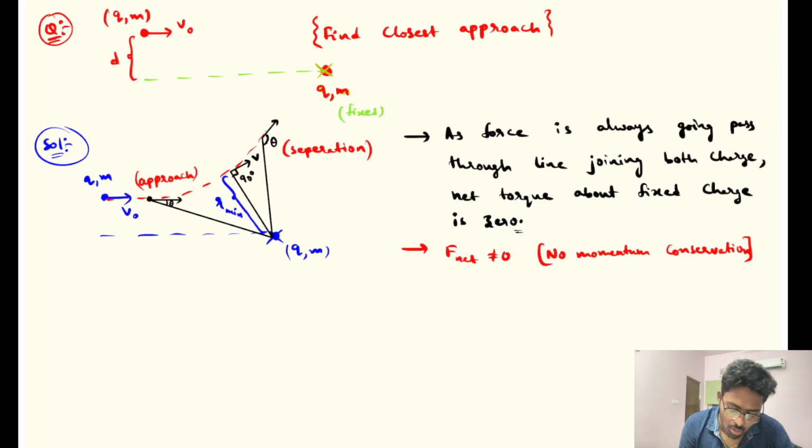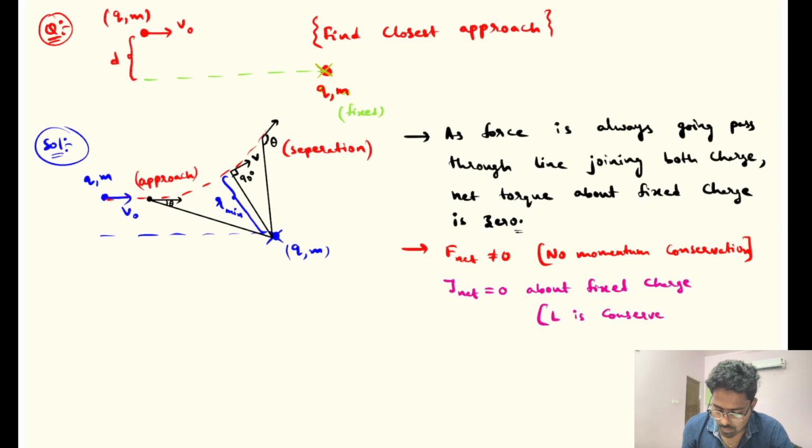But what about torque? As I said, net torque is equal to 0. Net torque equal to 0 about what? About the fixed charge. About the fixed charge. So therefore what we can do, L is conserved. L means angular momentum. Okay sir, angular momentum is conserved. Fine. So then what about one more thing?